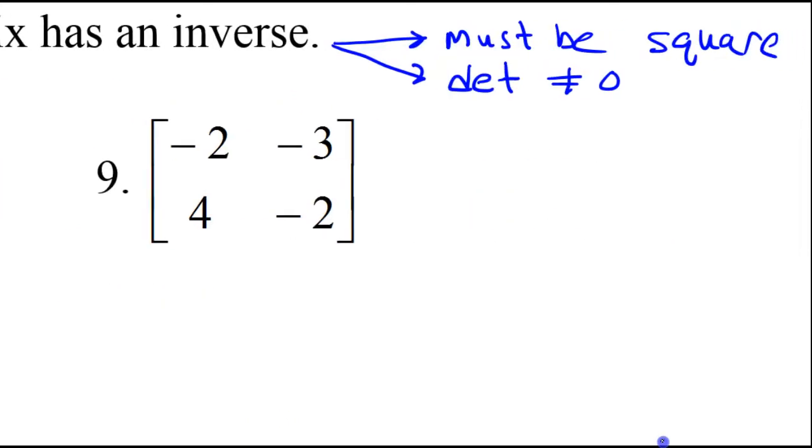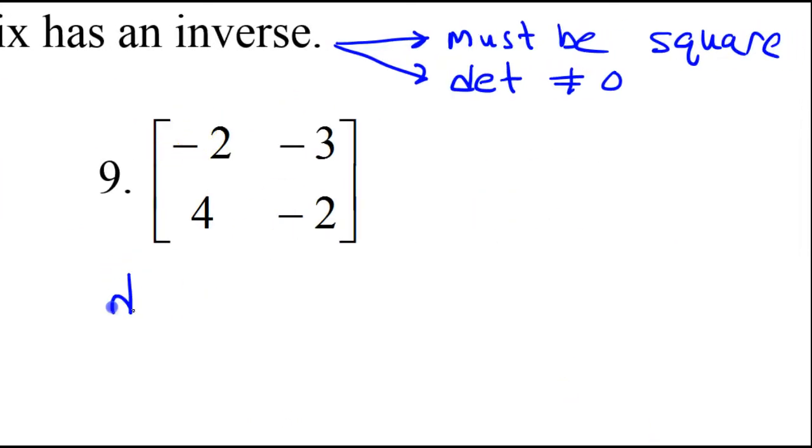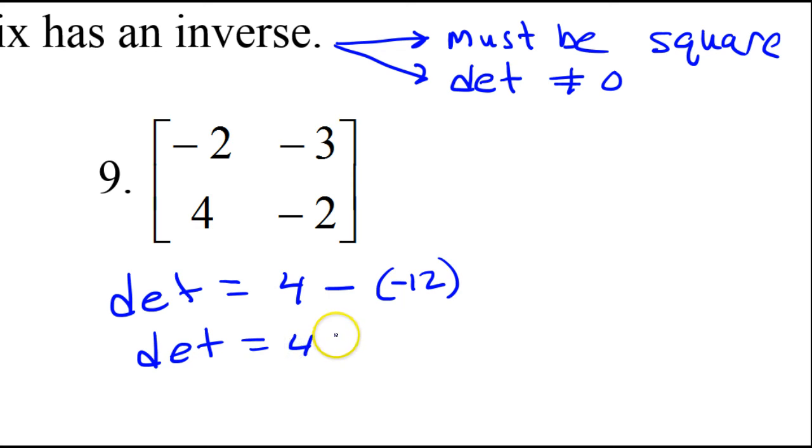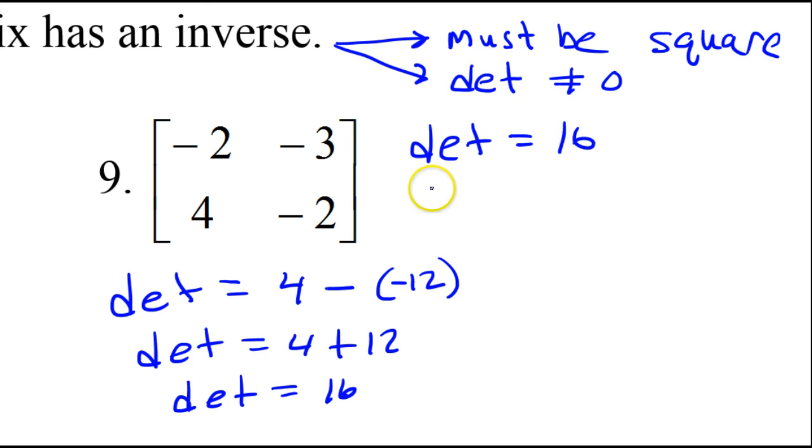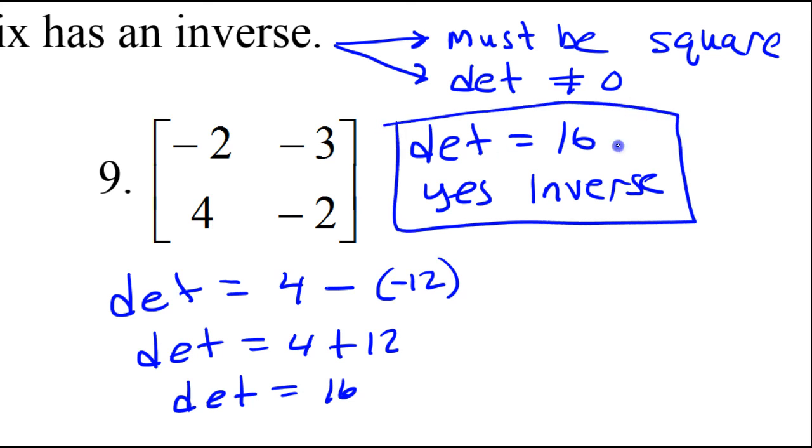Okay, what about number 9? So first of all, the determinant is going to be the down diagonal, which is 4, minus the up diagonal, which is negative 12. So the determinant is going to be 4 plus 12. So the determinant is going to be 16. So the determinant is 16, and I'm going to say yes inverse, because it is a square matrix and the determinant is not equal to 0. So yes, there is an inverse.